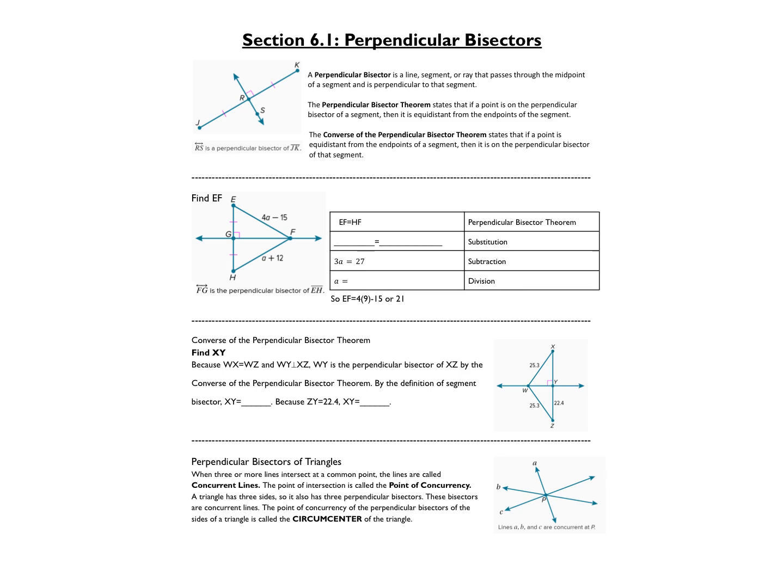That's the first key point, it has to go through the midpoint, and it's perpendicular to the segment. So through the midpoint, and it's perpendicular. The perpendicular bisector theorem states that if a point is on the perpendicular bisector of a segment, then it's equidistant from the endpoints of the segment. And then we work backwards from that as well and say that the converse of the perpendicular bisector theorem says that if a point is equidistant from the endpoints of a segment, then it is on the perpendicular bisector of the segment.